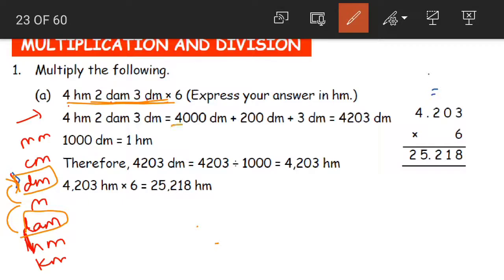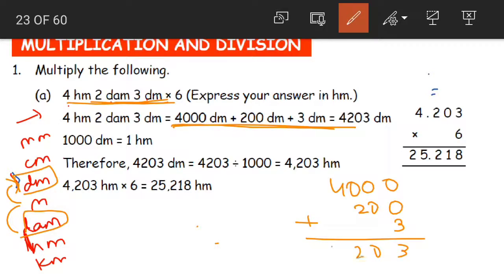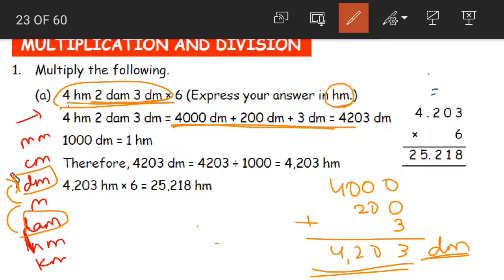Yes, children. Now when we add all these together, 4000 plus 200 plus 3, we have 4203. What are these? These are our decimeters. We have converted all the given different units of measurement. When we have such different units of measurement, we cannot multiply. So we are converting them into a single unit of measurement first. We have 4203 decimeters. But we want our answer to be in hectometers. So we have to convert our decimeters into hectometers.